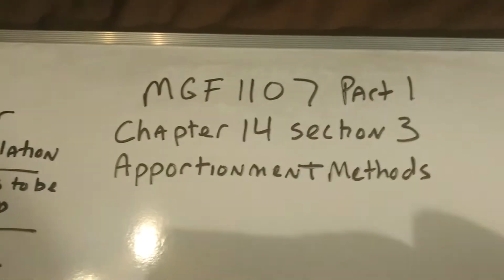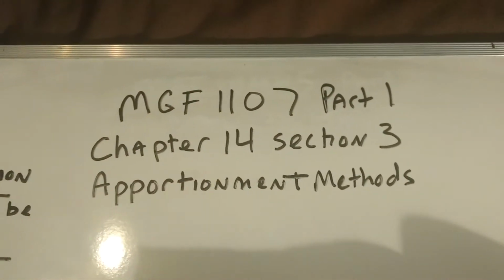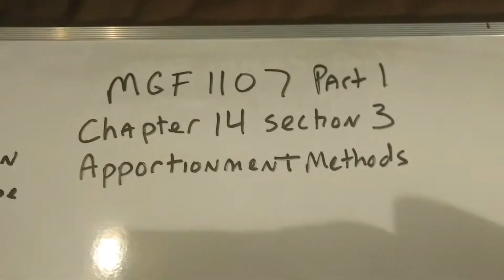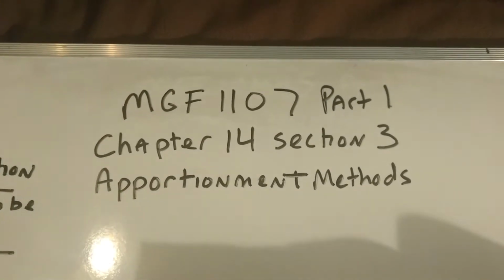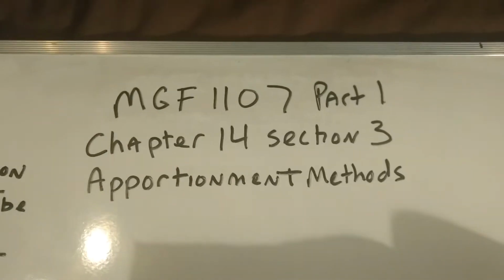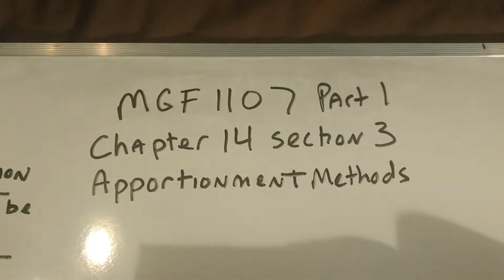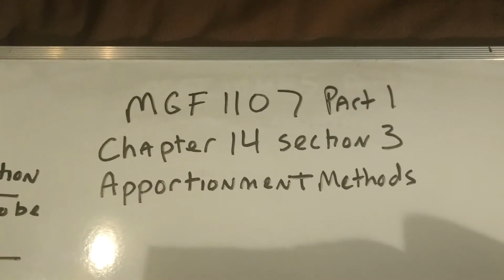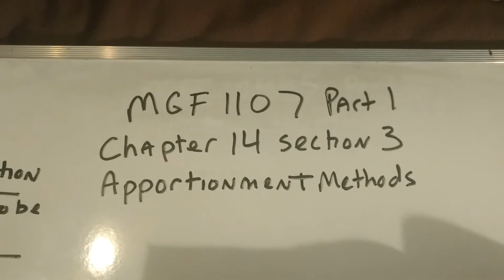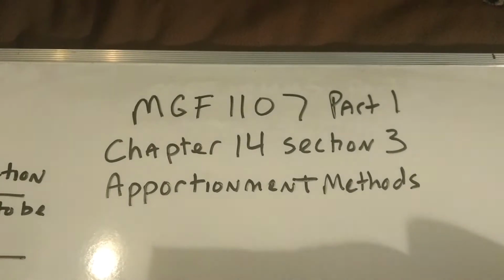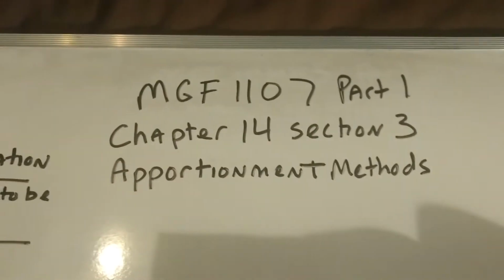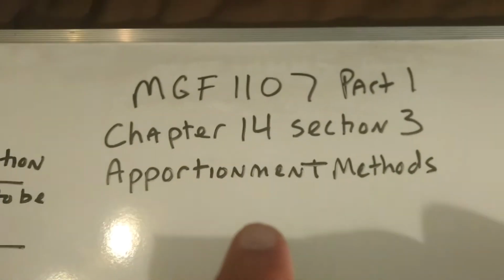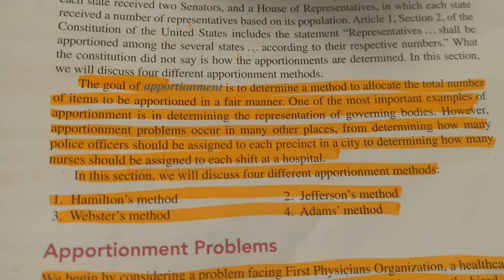This is MGF 1107, Chapter 14, Section 3, Part 1. This section is going to have to be done in two, maybe three parts, maybe even more. A lot of information in here, a lot of example problems, and I'm going to try to take my time. This is called apportionment methods. Okay? And so first of all, on page 885, let's just look at this.